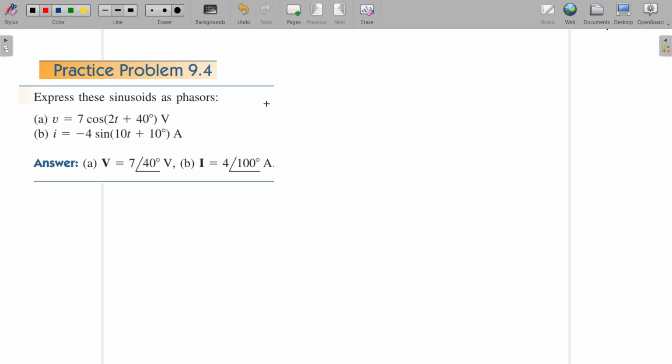Whenever you are asked to convert a sinusoid to a phasor, first you should look at the given sinusoid. If it is available in cos, then it is okay. That makes your solution very easy. You can easily find the solution. If you have something like minus cos, or minus sine, or sine, then you need to convert it first. The conversion is required. So in order to convert this, we must know these formulas.